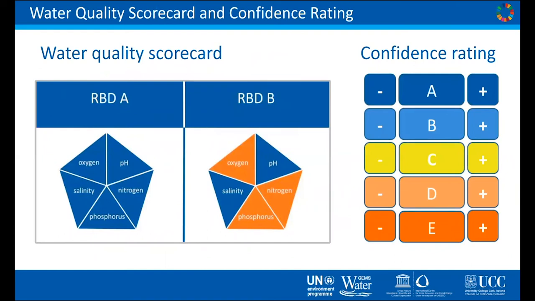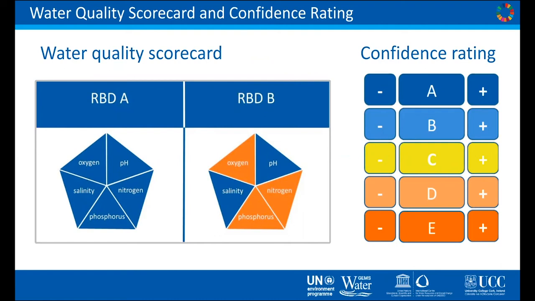The water quality scorecard and confidence rating are new concepts since the last data drive. They are generated by us upon your request after you have reported for the indicator. Firstly, the water quality scorecard can communicate why your designated freshwater may not be of good ambient water quality. In the example on this slide, the water quality scorecard for RBDA, reporting basin district A, shows that all the 5 core parameter groups met their target values 80% of the time, whereas the RBDB's salinity and pH data was good, but it was failing on oxygen, nitrogen and phosphorus.